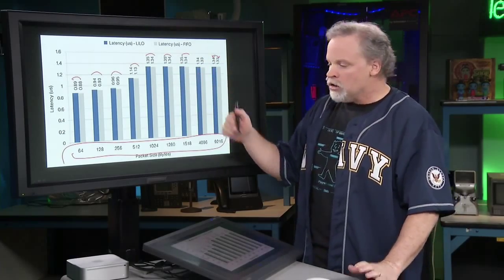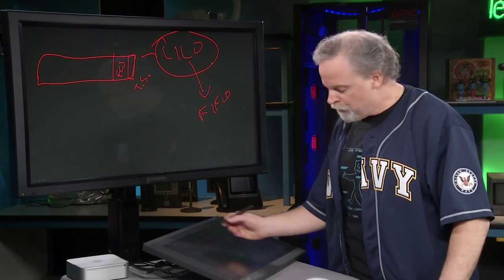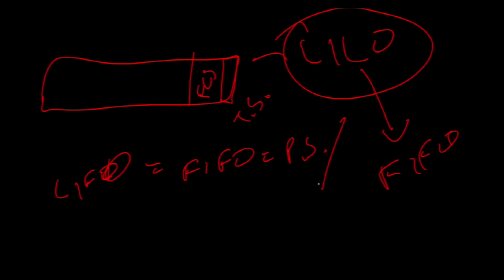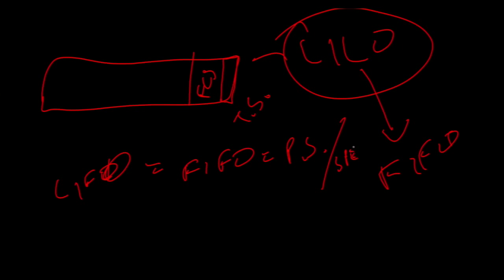Since we know that, we can eliminate one of these. If I'm looking for a LIFO measurement, my LIFO is going to be FIFO minus my packet size divided by my link speed. So we'll just put speed here. I know it's getting a little cluttered, so let me go to the next one.